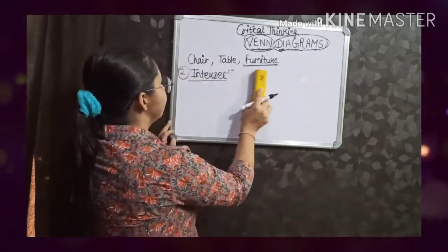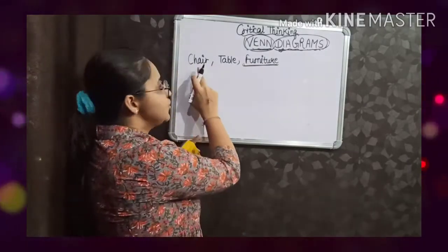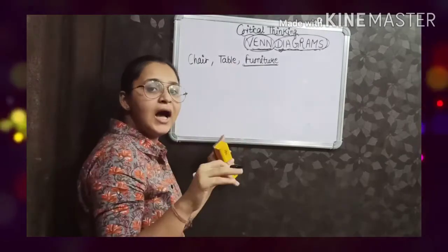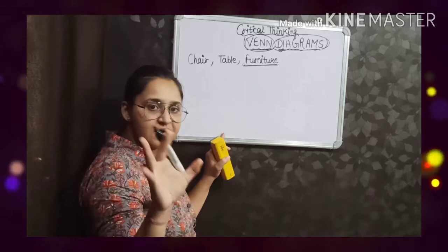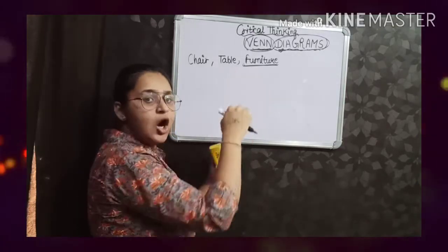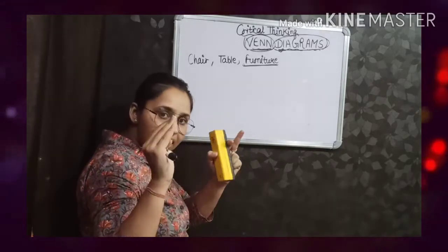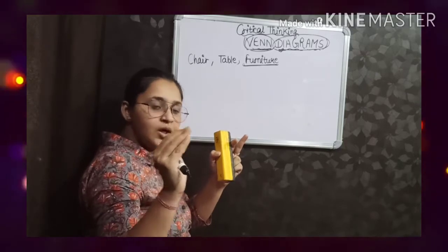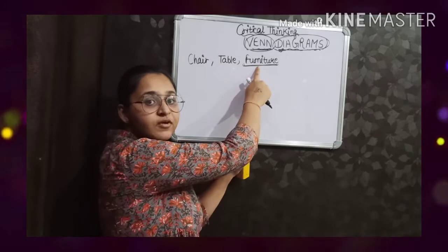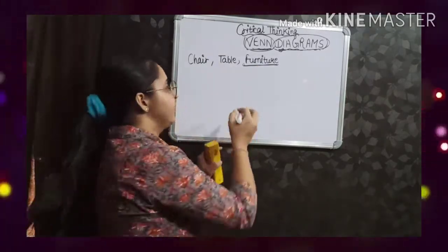Now let's come to this relation. Chair, table and furniture. Okay, this is a question and someone will tell me to draw a Venn diagram for this relation. How will I proceed? First of all, see that the bigger collection is of furniture, because chair comes under furniture, table comes under furniture. So first of all, I will draw the bigger circle for furniture.